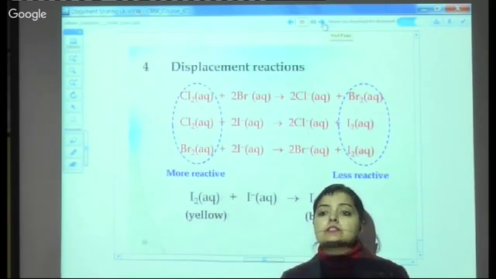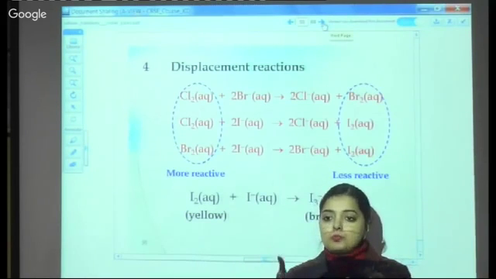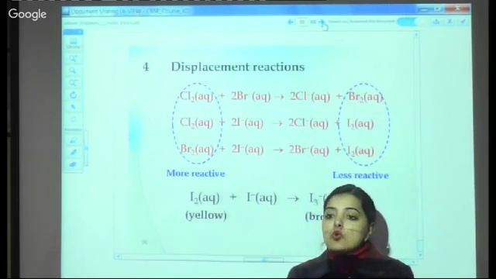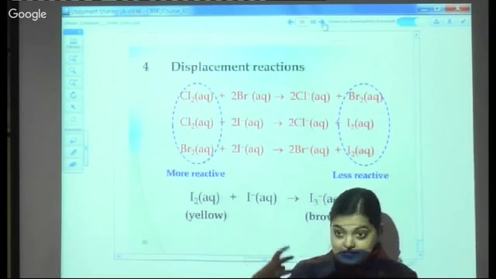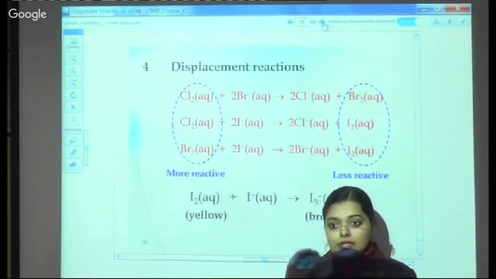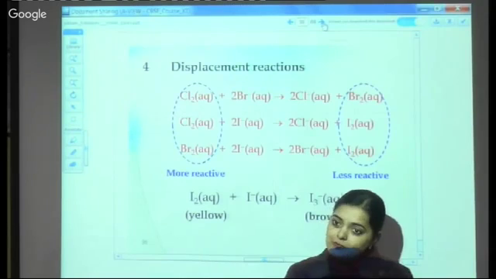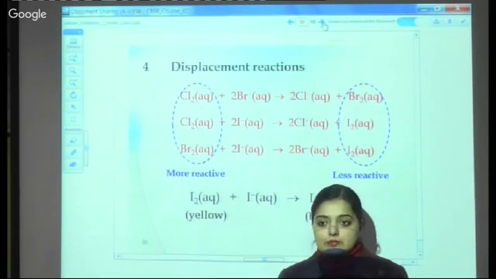You all know that displacement reactions in normal terms get to say that if there are two places or vacant seats, and already two people are sitting over there, now they can be displaced only when a stronger person comes in or more reactive person comes in. Then only the less reactive will actually accommodate the stronger and will get displaced by the stronger one. So this is the whole concept of displacement reaction.